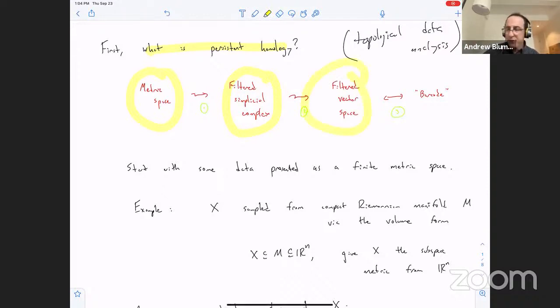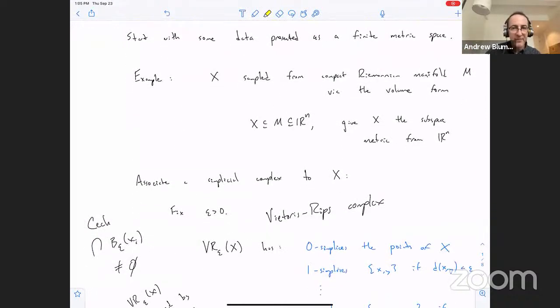And from the filtered vector space, we finally obtain an output called a barcode. So I want to walk through a very high-level review of this procedure to situate what we're studying. So we have this data presented as a finite metric space, and an example to keep in mind.